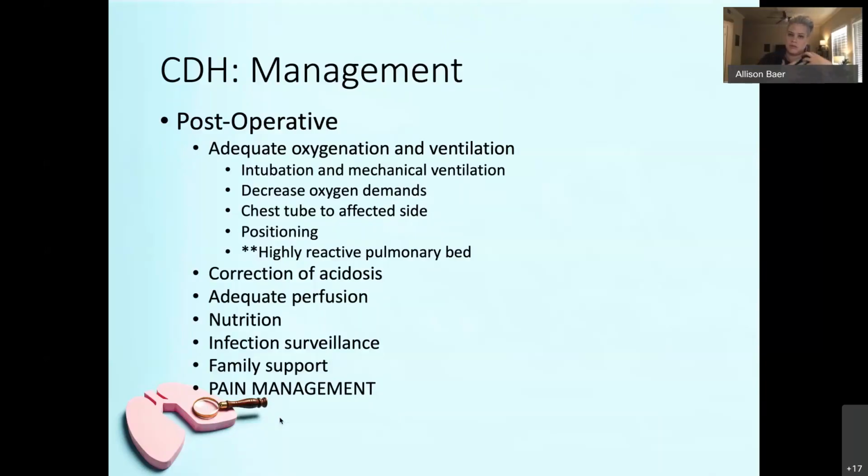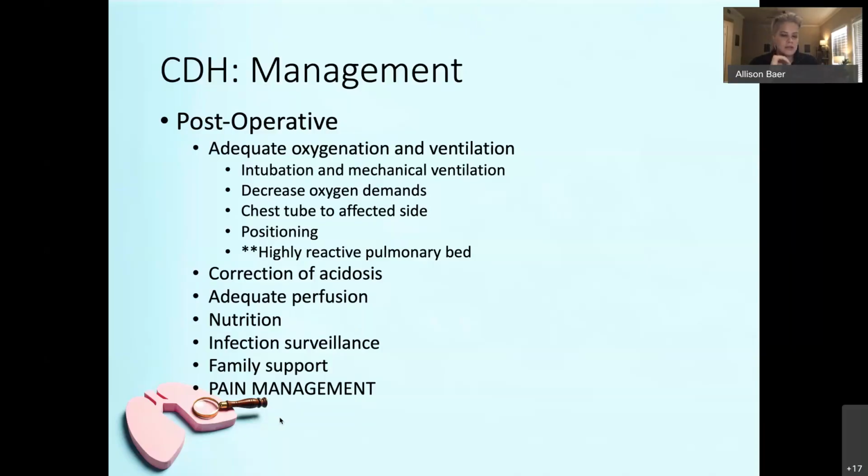So if they took the contents out of the left, you're going to have a left side chest tube, but it might just be to water seal or very low suction, because what you don't want is to have so much suction, especially if you're giving them positive pressure. You don't want that teeny tiny lung to all of a sudden expand out, because it's going to make it rupture. So chest tube on that side.